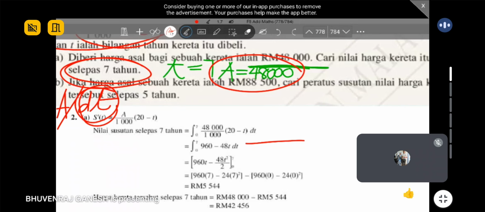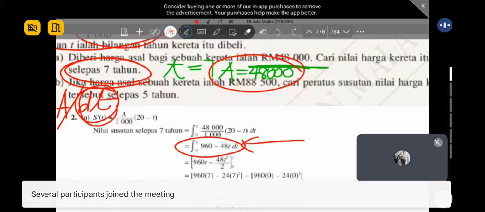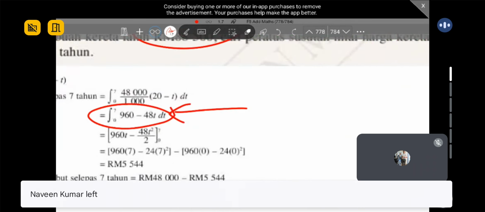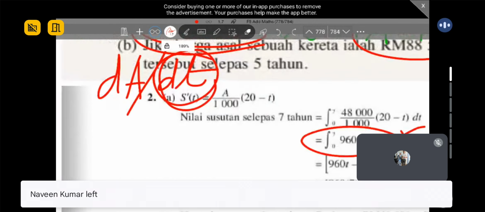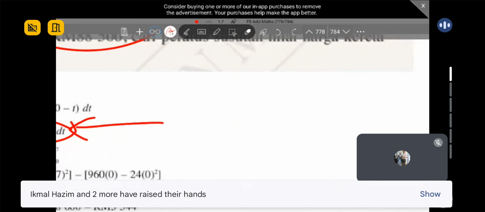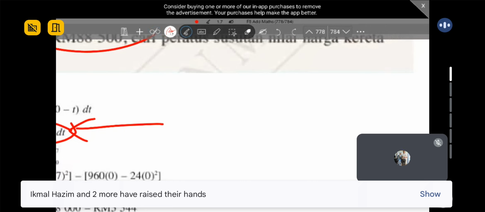Siapa kat sini ada masalah dengan kamiran untuk persamaan ni? Anyone have problem on the basic integration? Okay, we revise a bit guys. Kita ulang kaji sikit. So let's say you got an equation like this. Saya bagi satu lagi contoh.